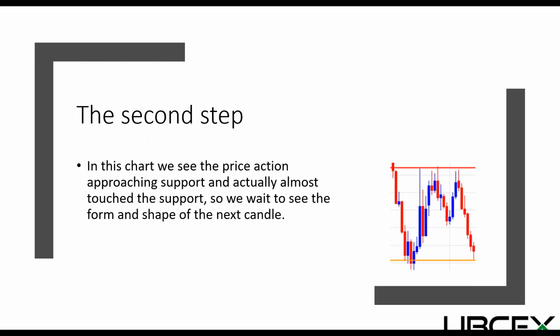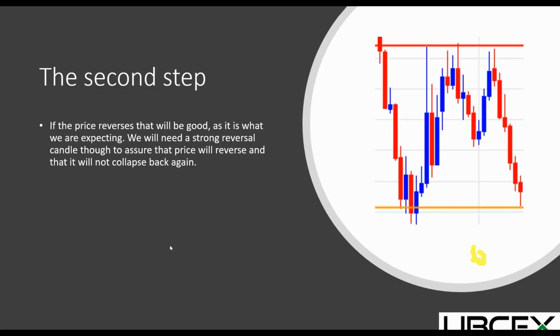In this chart, we see the price action approaching support and actually almost touches support. So we wait to see the form and the shape of the next candle. So you have price come down, we waited, and the low touched our support line. Now, we can't make a decision at this point. We want to wait for the formation of the next candle and see the shape of that candle, because we don't want indecision candles. We have to see what the market is doing.